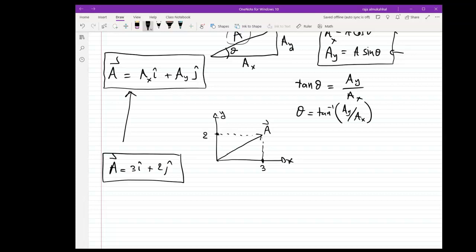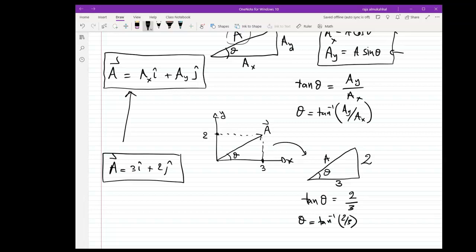If I want to know the angle, suppose that the angle is not given to me. Well, it shouldn't be difficult. I already know that. Here is my triangle, right? This is 3 right here, and this is 2. And this A, I don't know the A yet, okay? But I need to know the angle theta here. As you know, the tangent theta is opposite over adjacent. So that's 2 over 3. So theta is equal to tan inverse of 2 over 3.